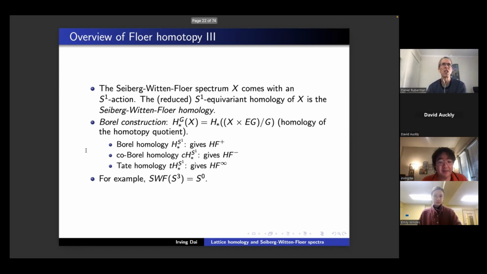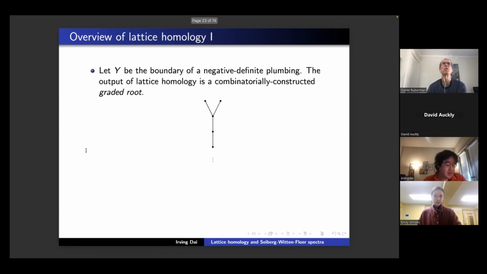And the other most basic example that I'll ask you to remember is the Seiberg-Witten-Floer spectrum of S3, which is the simplest thing it can be, S0, 2 points, with the trivial S1 action. All right, so that's the introduction to Seiberg-Witten-Floer homotopy that I wanted to give.